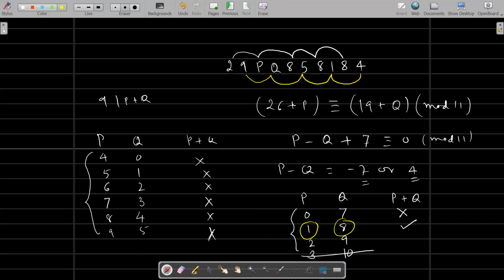So the number should be 2, 9, 1, 8, 8, 5, 8, 1, 8, 4. Oh, there are so many 8s. Yes, sir.